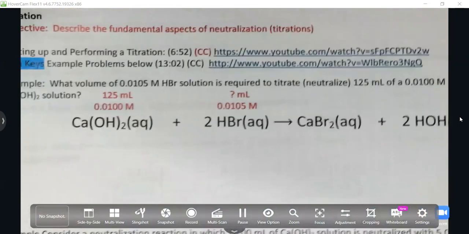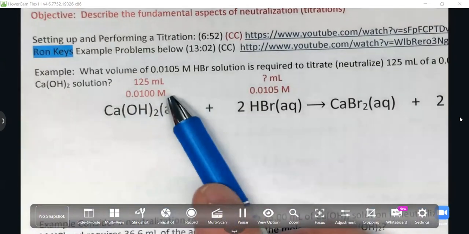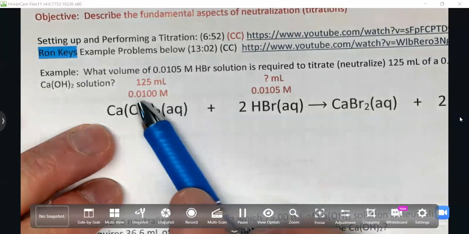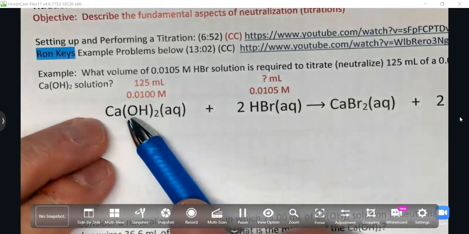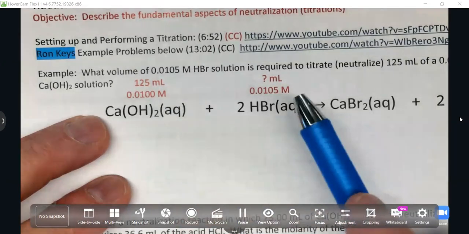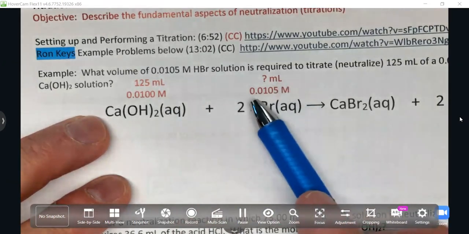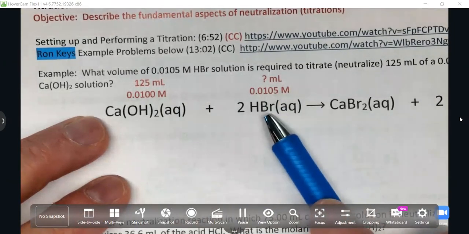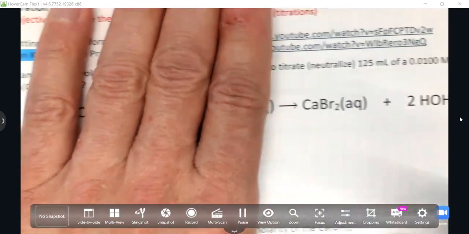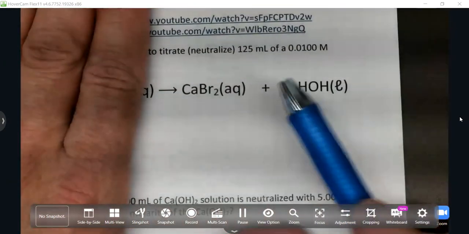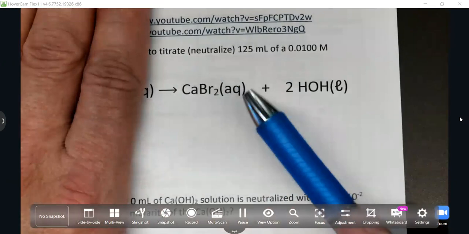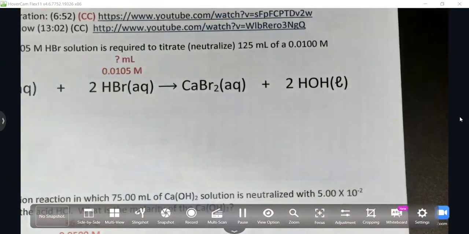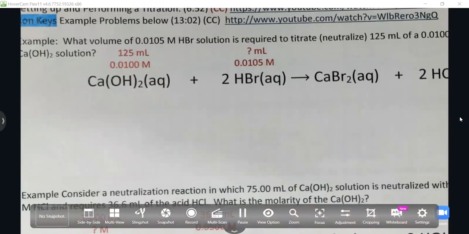So here's what this problem looks like. You're going to start with 125 milliliters of 0.0100 molarity calcium hydroxide. It wants to know how many milliliters of 0.0105 molarity hydrobromic acid would you add so that there's nothing in excess, nothing left over, and you have everything converted to product? So how many milliliters do we put in?